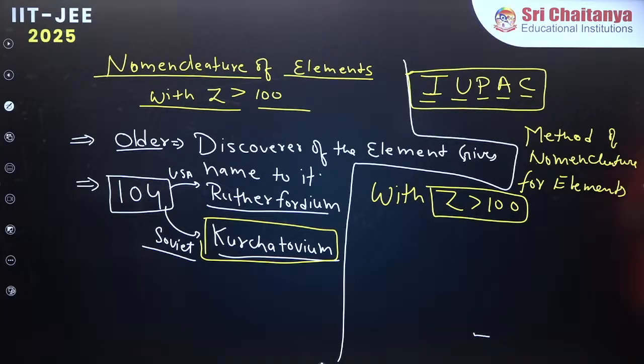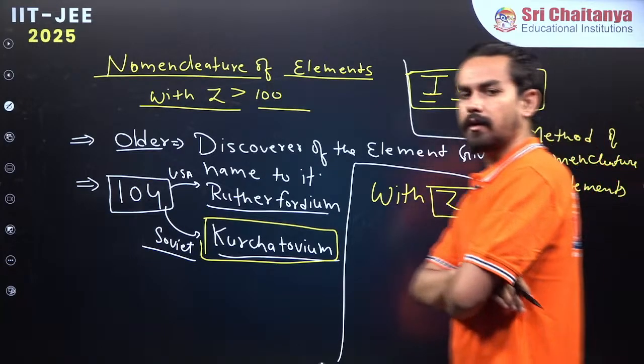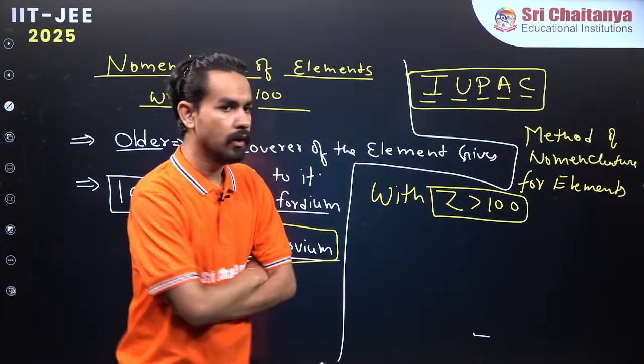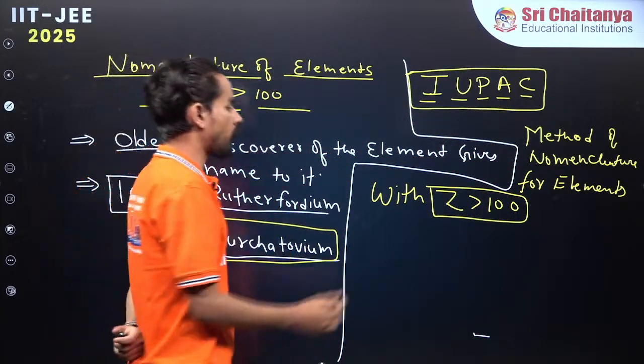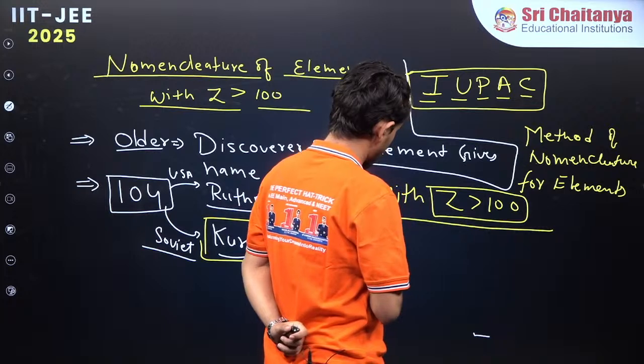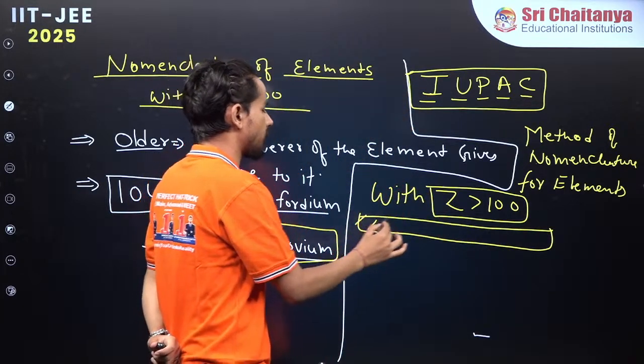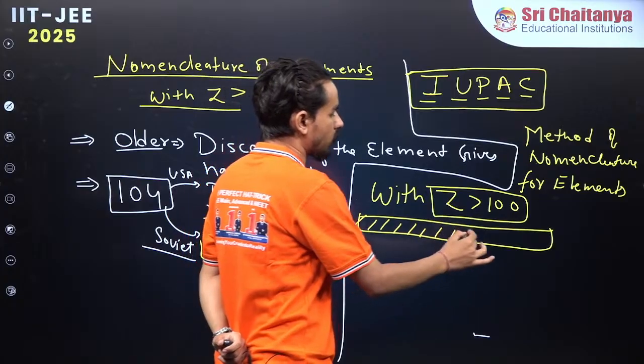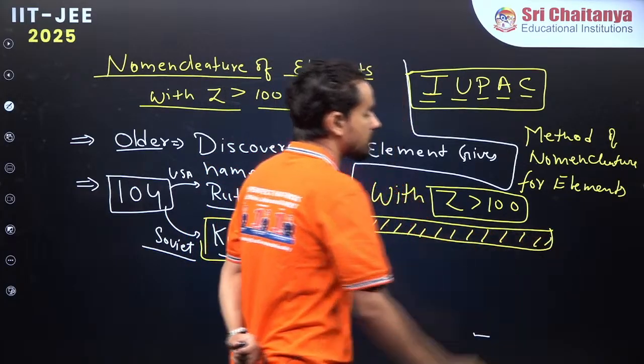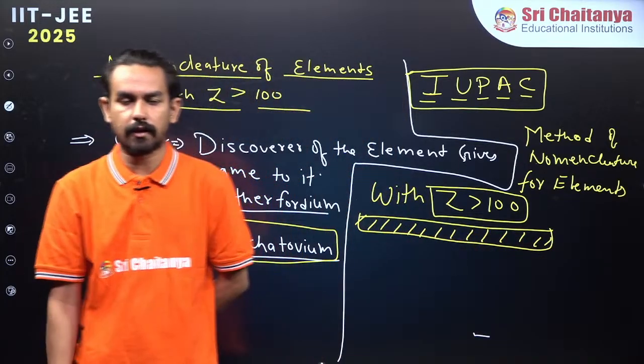Okay, so this was the system. This was what we had to find out, to bring the names for Z greater than 100. There was some method that had to be found. What was that method? That we will understand in tomorrow's class. I think that's enough for today.